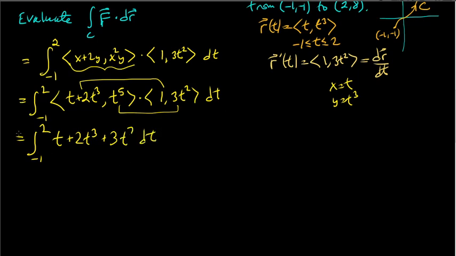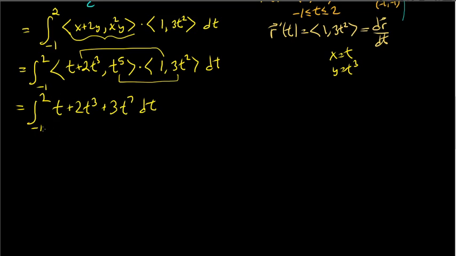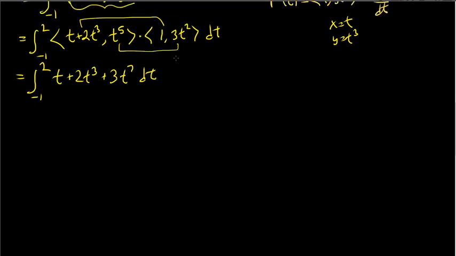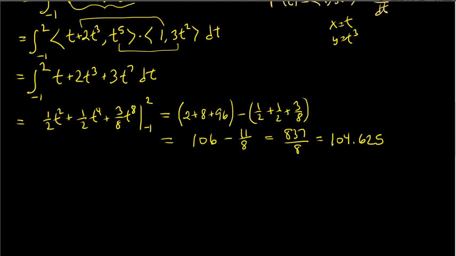All right, at this point it's just an ordinary definite integral. As I mentioned many times, you're welcome to just plug this in your calculator. But as usual, I'm going to work it out by hand. 1/2 t squared, this is 1/2 t to the 4th, and this will be 3/8 t to the 8th, evaluated between -1 and 2. Now that I will do on my calculator, as you're welcome to do too. Okay, so I decided to work it out by hand, and I'm not even sure it's correct, but this is what I get: 837 over 8, or 104.625.